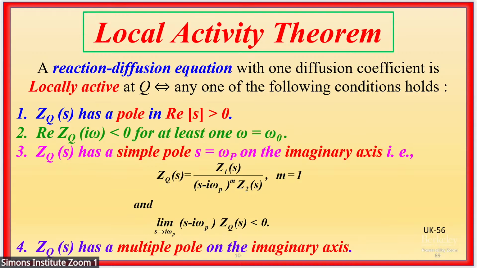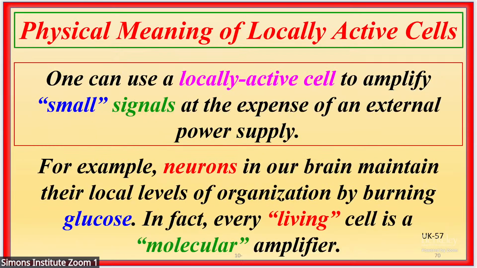The local activity theorem is stated here, but I don't have time to go through it today, just to tell you that this is a necessary and sufficient condition. The physical meaning of activity is that one can use a locally active cell to amplify small signals at the expense of an external power supply. For example, neurons in our brain maintain the local level of organization by burning glucose. In fact, every living cell is a molecular amplifier.